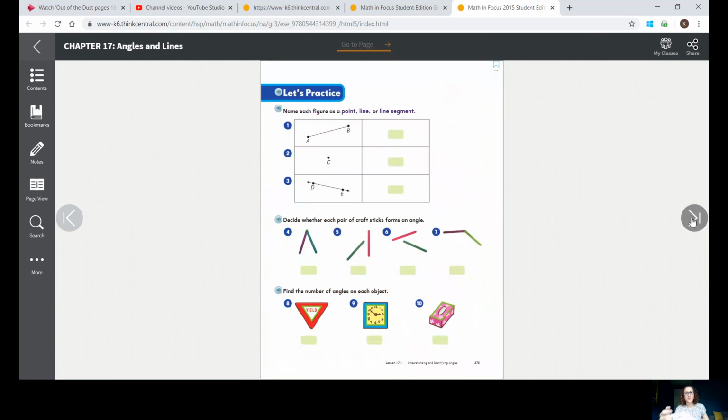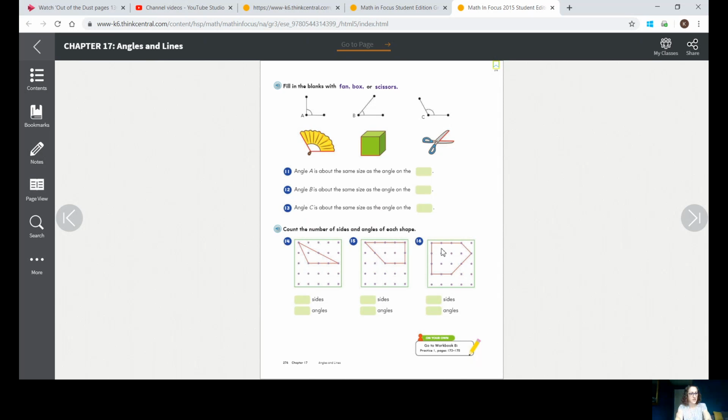Let's practice. All right, so you're gonna do the let's practice on your own and check back with this video for the answers. Let's practice is gonna go through number 1 through 16, and then I will share the answers to the homework workbook pages, which are page 173 to 178. It's actually not a lot of writing. You'll see when you get into your workbook. Have fun with lines and angles today.